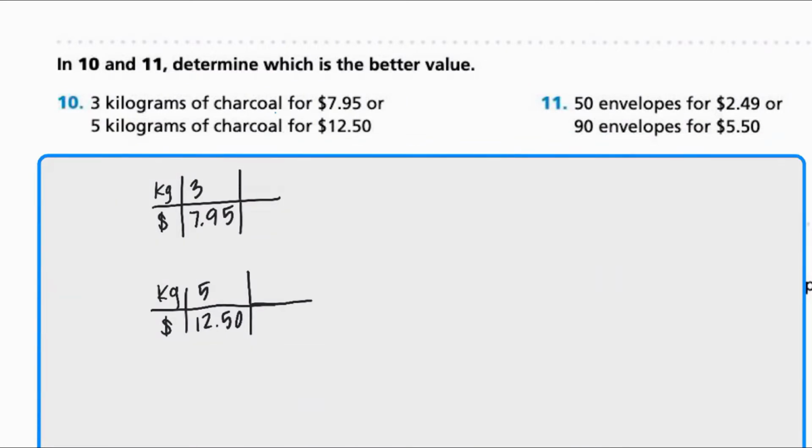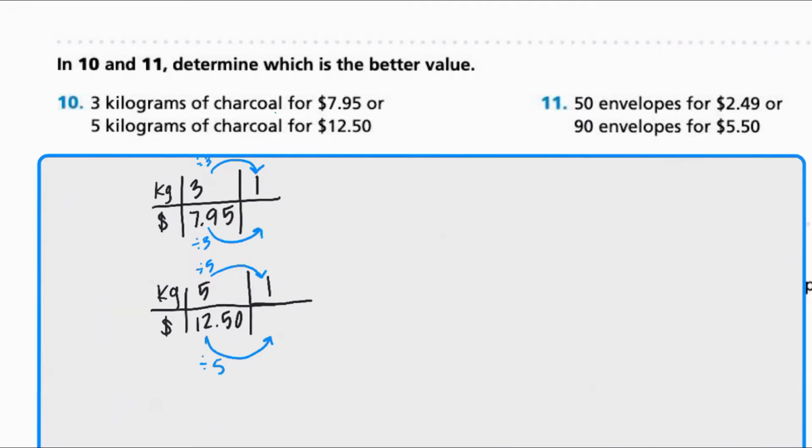Now what we're going to do is try and find out how much 1 kilogram costs and then compare them. Because right now we can't really compare them because they have different amounts. So once they have the same amount, we can compare the price. So I want to find out per kilogram. So per kilogram means 1. What am I going to do here to get from 3 to 1 and to get from 5 to 1? Here we'll divide by 3, and here we'll divide by 5. Remember, what I do to one part, I'm going to do to the other.